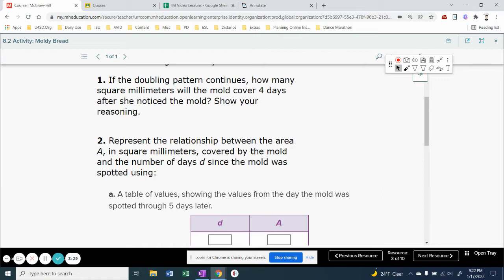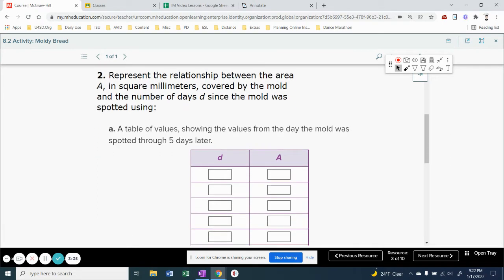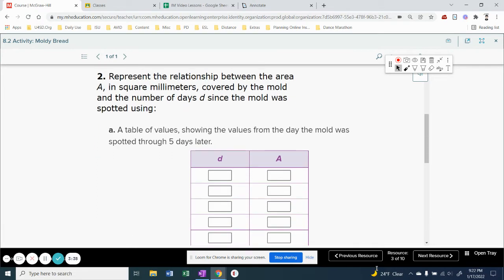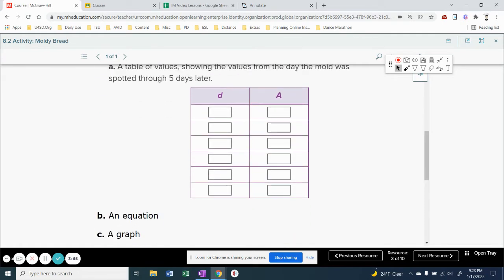Take some time to do that. You can pause the video here. Then we can look at different representations of this relationship. The relationship between the area in square millimeters covered by mold and the number of days since the mold was spotted, we can represent as a table.